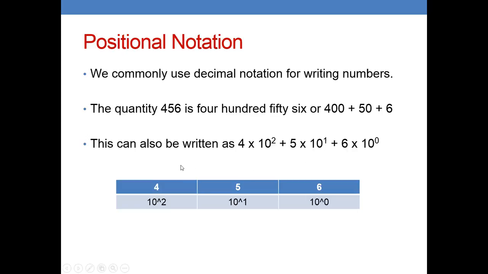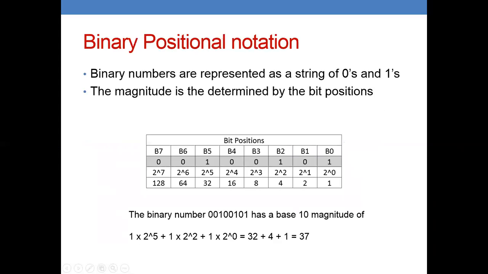When we look at 456, we know that the 4 is in the hundreds position, which is 10 squared, 10 raised to the power of 2. We know that the 5 is in the tens position, which is 10 to the first, and the 6 is in the ones position, and 10 to the 0 is the ones position. And so we use the same positional notation to represent other number systems. For binary numbers, we use binary digits or bits.